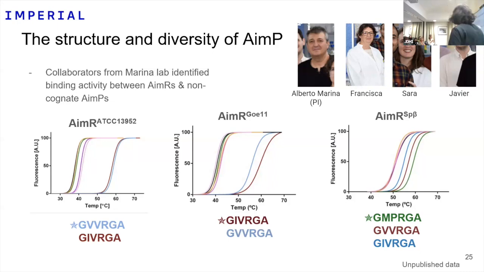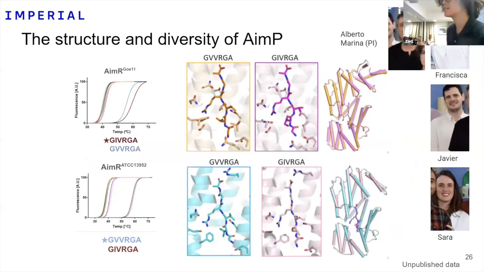I want you to draw your attention towards ATCC and GO11, because it seems that they could bind to each other's peptides in these thermal fluorescence assays. And to take this a step further, Alberto and gang have also visualized and crystallized the structures for these 2 AIM-R receptors and bound them to not only their cognate AMP peptide, but also to the non-cognate, seemingly working peptide, and have found that the conformational changes in this AIM-R receptor are the same regardless of the cognate and non-cognate peptide.